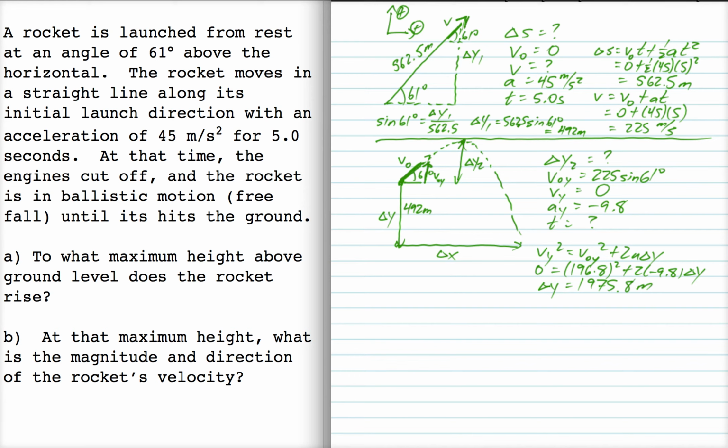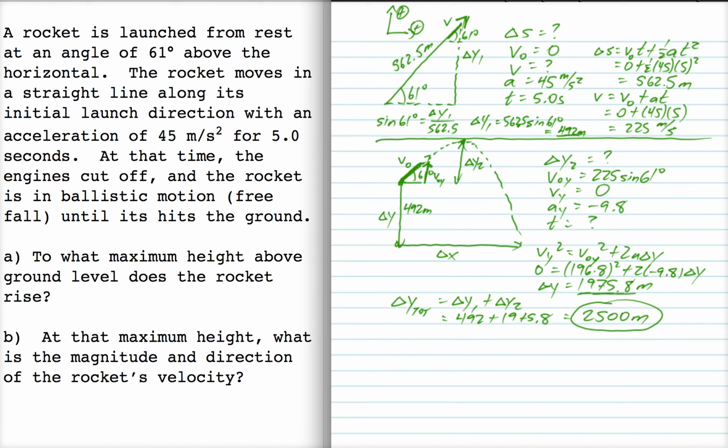And so the total y displacement is equal to the y displacement from part 1 plus the y displacement for part 2. That's 492 plus 1975.8, which rounds off to 2,500 meters. So there's the maximum height above ground level for the rocket. Right? It's not just 1975.8, because you got to add that 492 up here.